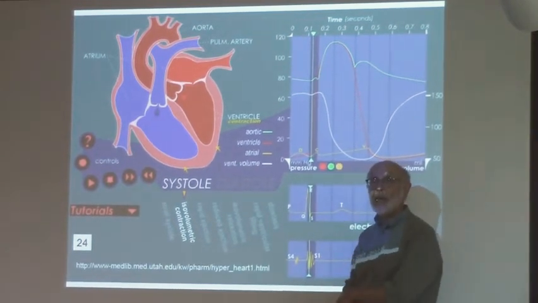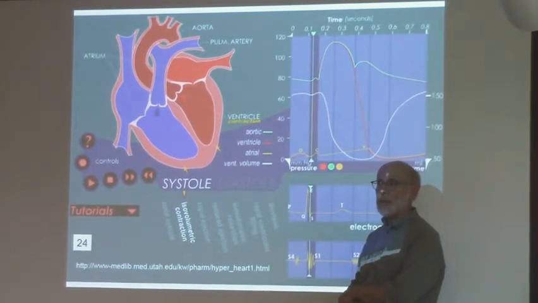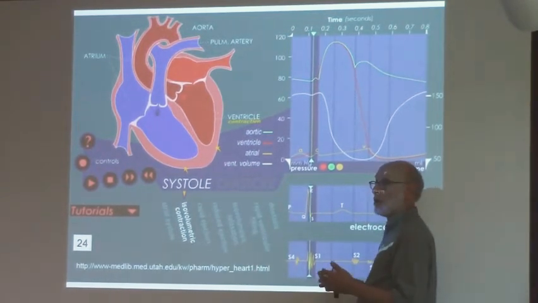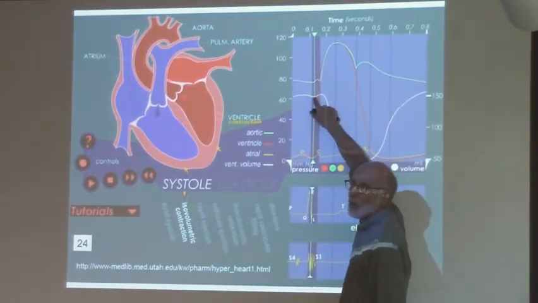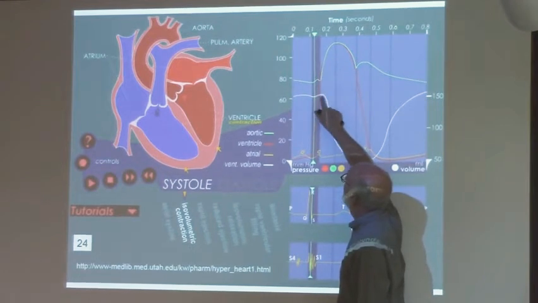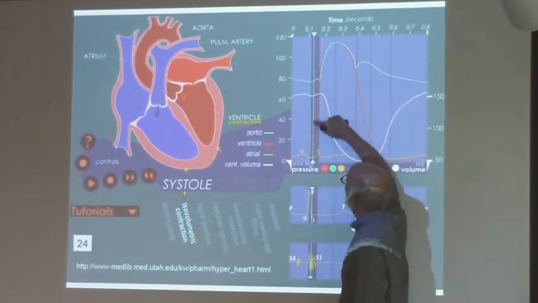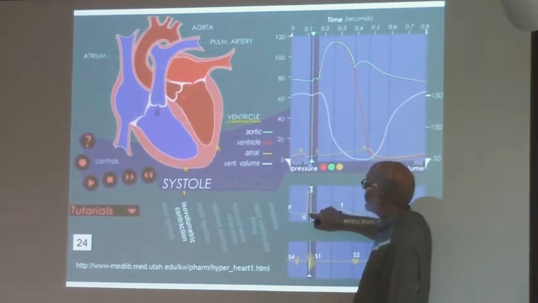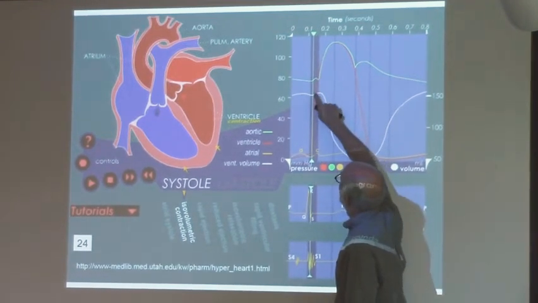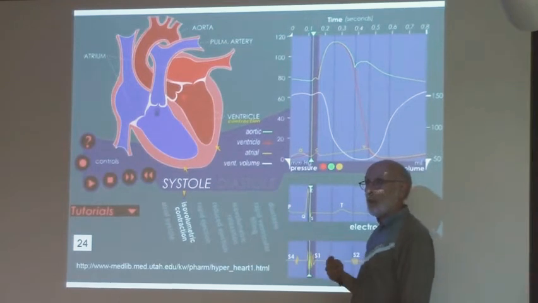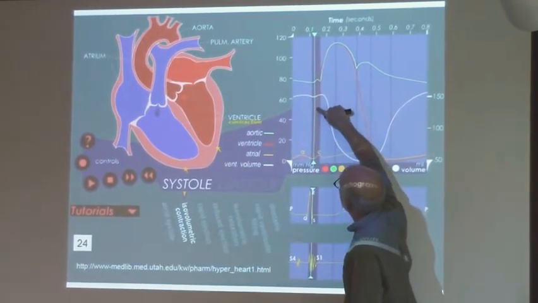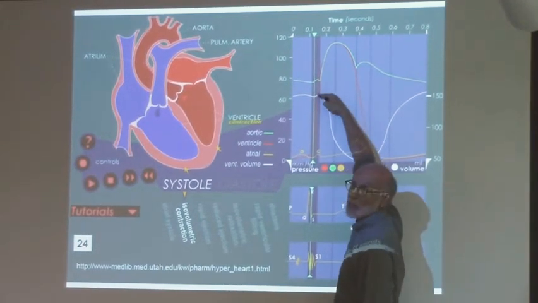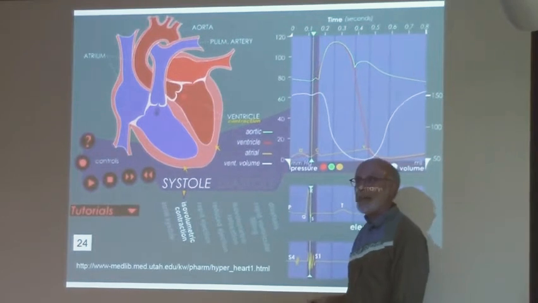It has closed the AV valves, but it has not yet opened the semilunar valves. So there's pressure, but no flow, no change in volume. No change in volume, pressure is increasing: isovolumetric contraction. Electrical, pressure, volume. To see why it's isovolumetric, pressure is increasing, pressure is high right here, but volume hasn't changed. This dark blue line represents isovolumetric contraction.